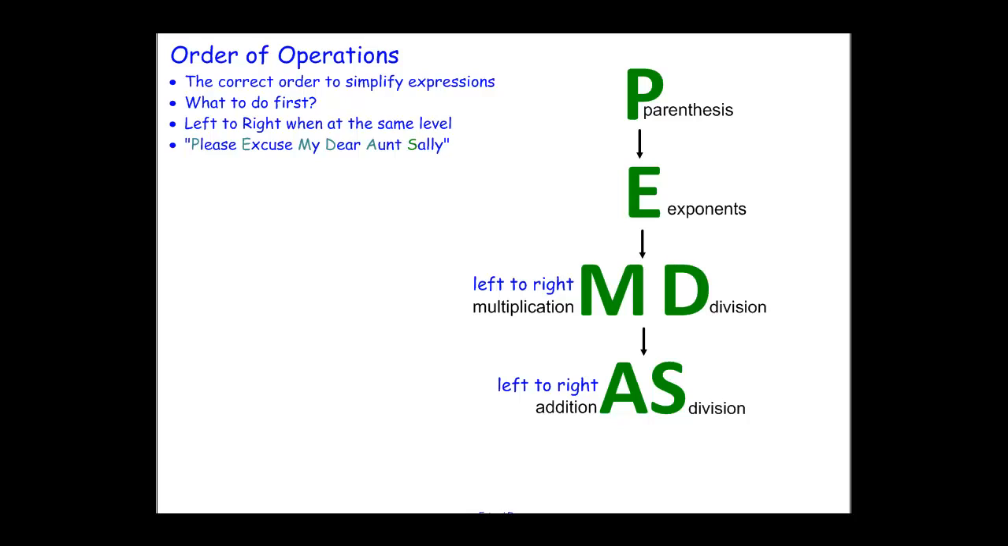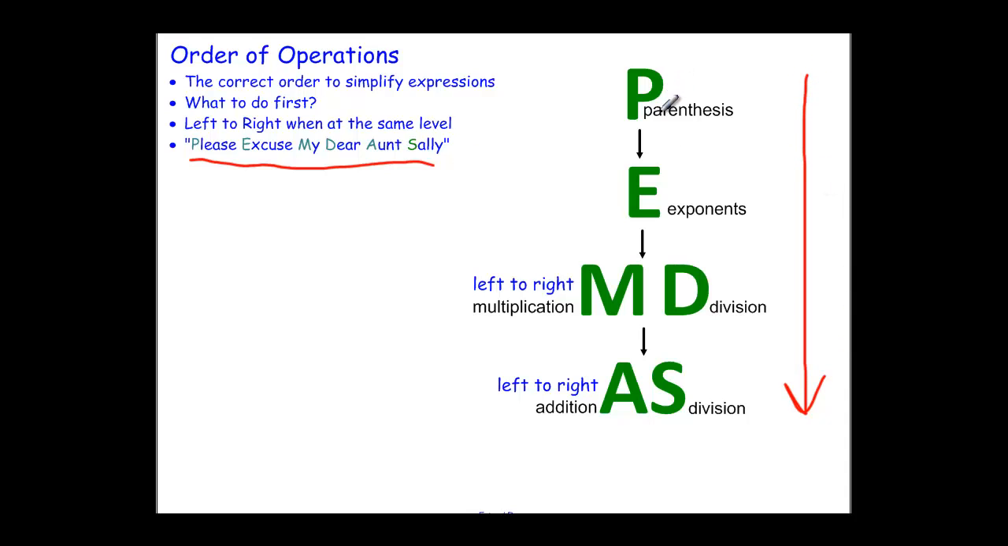Okay, this video is on order of operations and evaluating expressions. So let's first talk about order of operations. Now, a lot of us are familiar with order of operations being, please excuse my dear Aunt Sally. I'm not a really big fan of that one because it's kind of linear. So I like to think of it as a top-down process. So we're going to look at this process right here.